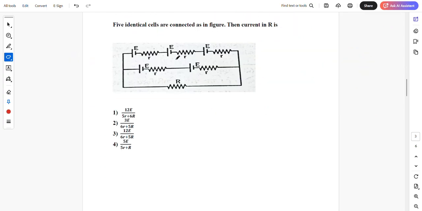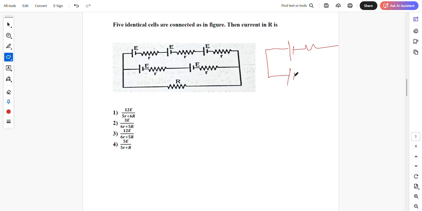What it is saying, n identical cells are connected as shown in the figure. As soon as you see this, try to reduce the network. The given figure or the given complicated circuit is called a network.